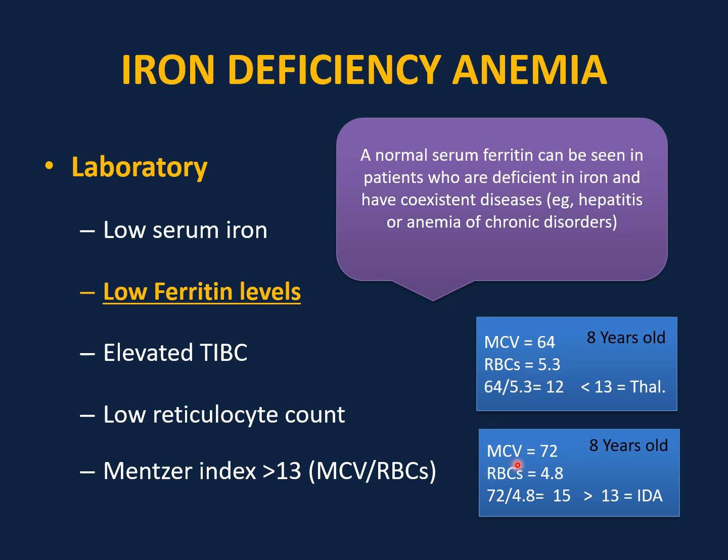But in cases of iron deficiency anemia, the body is not making enough red blood cells, so the red blood cell count will be low, so it is expected for the Mentzer index to be elevated. So MCV here is 72, divided by 4.8, so 72 divided by 4.8 equals 15, which is more than 13. If it's less than 13, suggestive of thalassemia. If it's more than 13, suggestive of iron deficiency anemia.